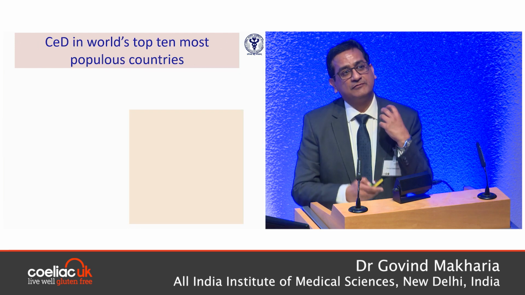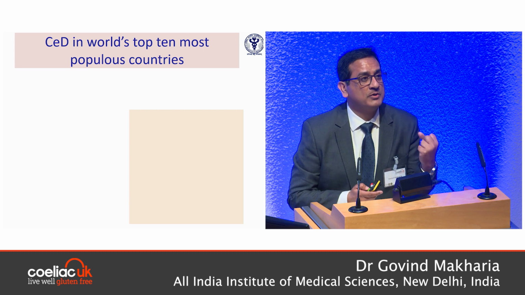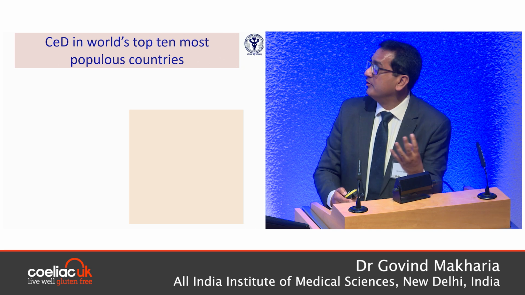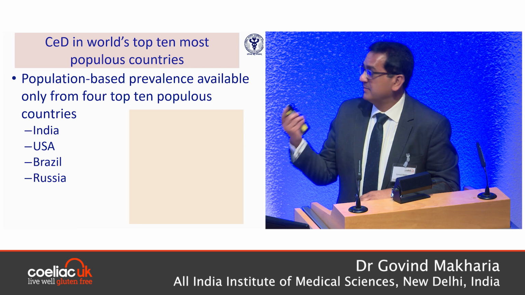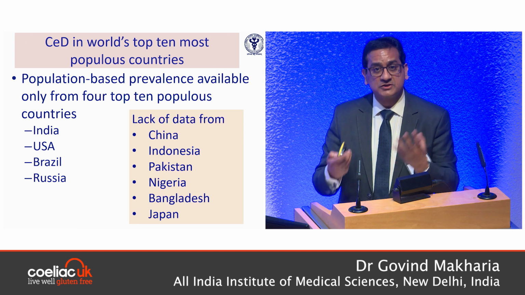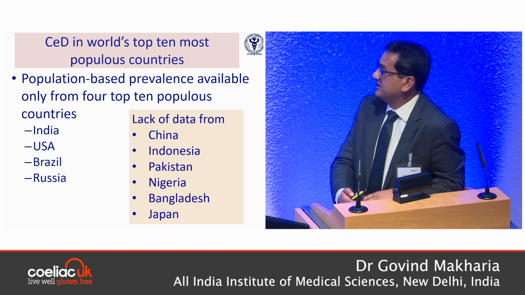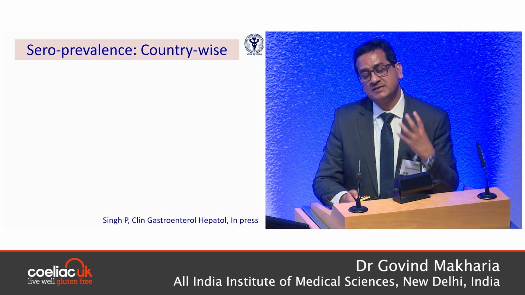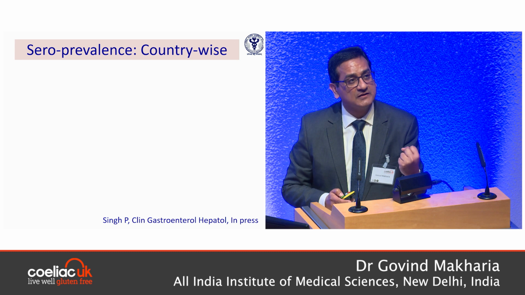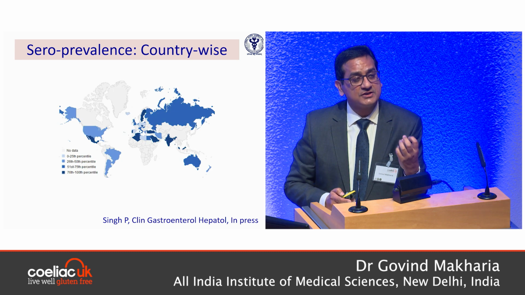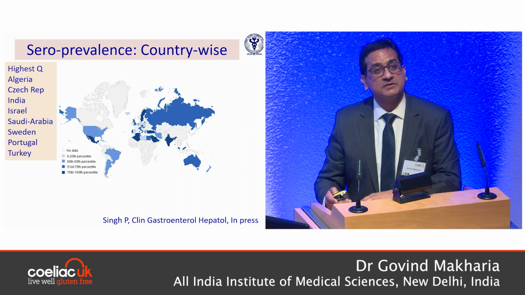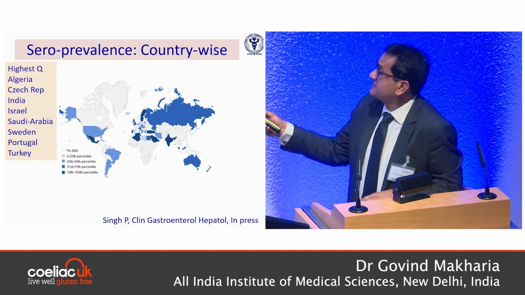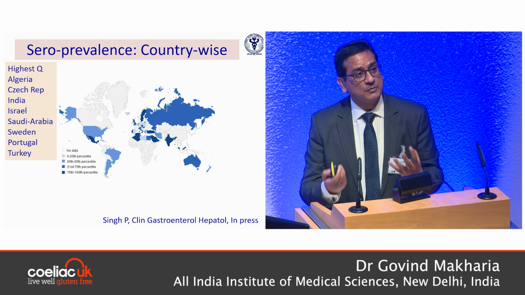Furthermore, if you look at the data from all the countries, and at the 10 most populous countries in the world, we have population data only from a few countries: India, US, Brazil, and Russia. But we don't have data from those countries which have large populations, including China and Indonesia. There is no study available from these countries. Furthermore, looking at the countrywide prevalence of celiac disease, we put all the countries into percentiles, the highest percentile and the lowest percentile, with a color code: the deeper the color, the higher the percentile of either seroprevalence or celiac disease.